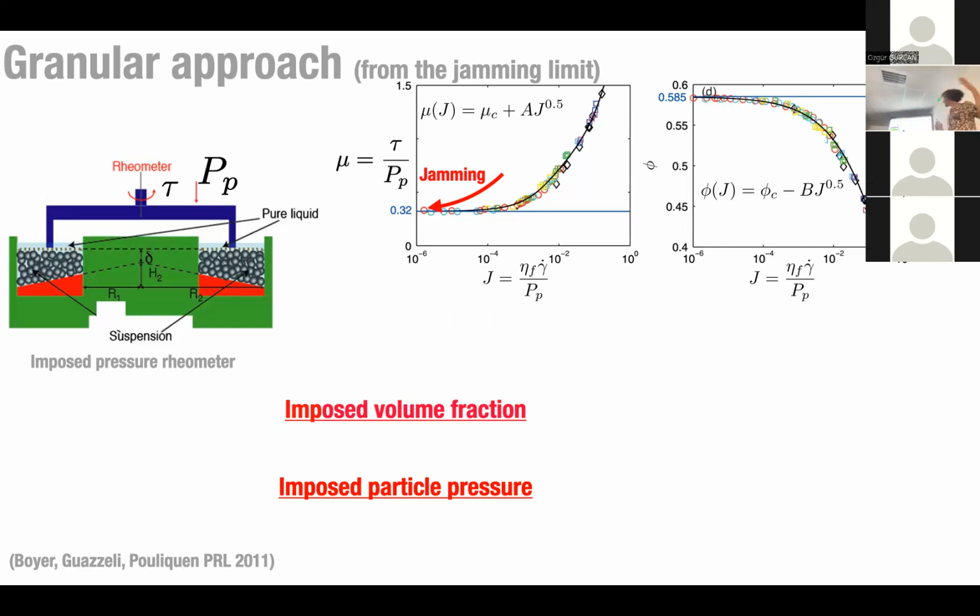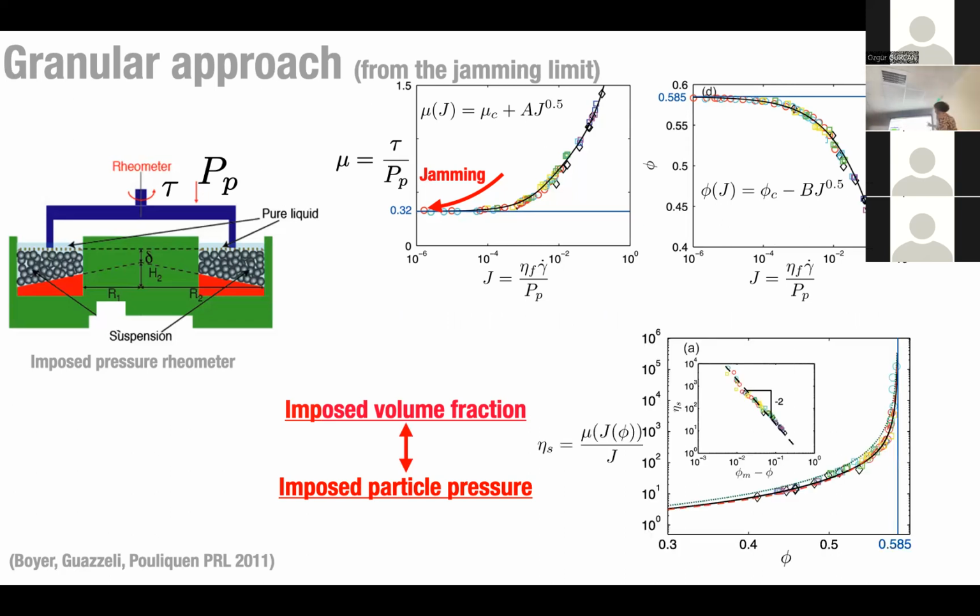So I told you there are imposed volume measurements where you characterize the viscosity. Pressure imposed, now you press the grains and you characterize the friction of the suspension. And actually, these two approaches are completely equivalent. You can go from one framework to the other in both ways. Just giving an example: from pressure imposed measurements, you can access the suspension viscosity simply by taking the ratio mu over J. You see, mu over J is tau over gamma dot, and tau over gamma dot is the suspension viscosity. And with the same data, you recover the divergence at the maximum packing fraction with the exponent -2.